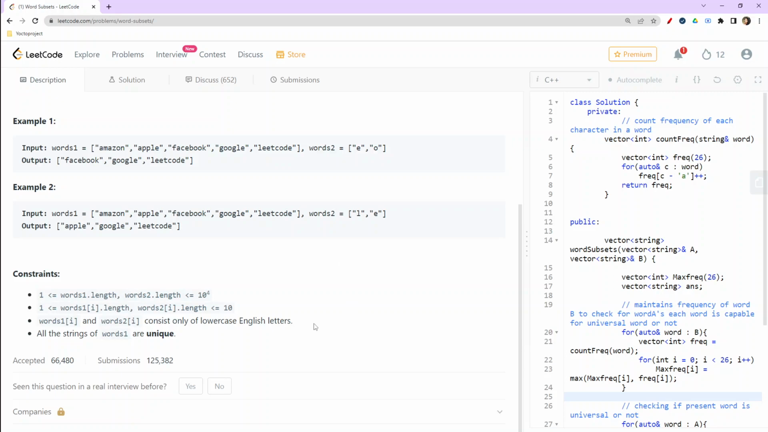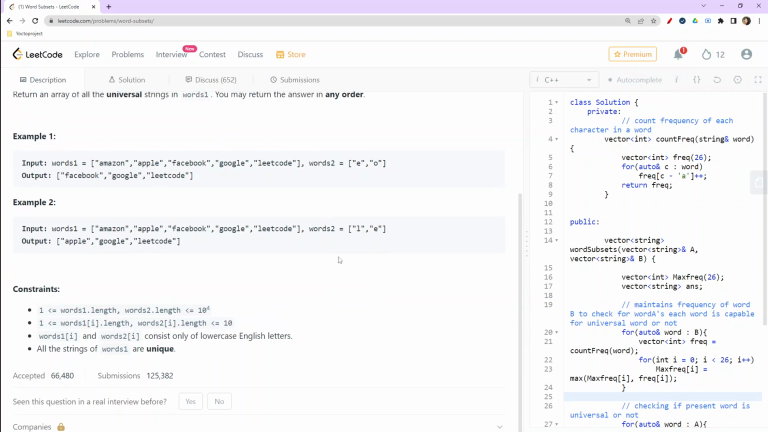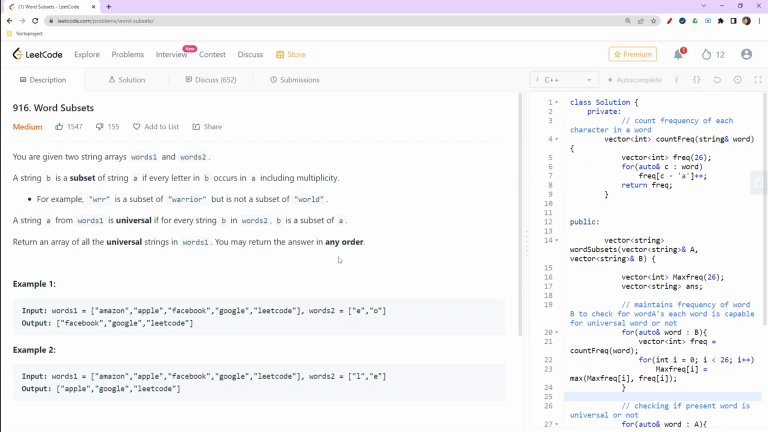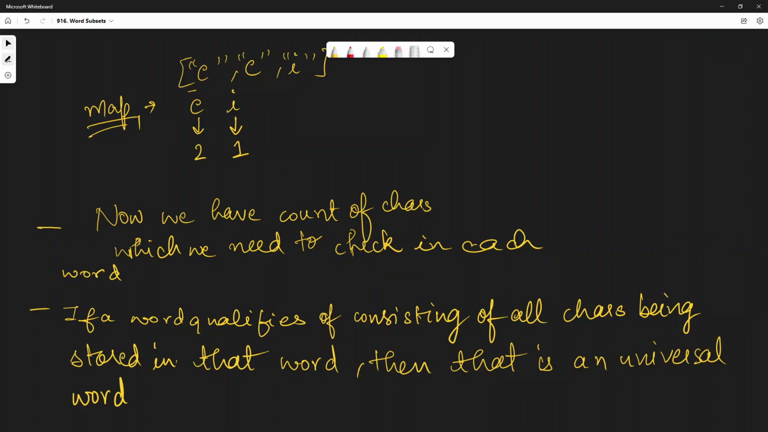One more thing is mentioned, that words 1 of i and words 2 of i consist of only lowercase English alphabets. So there is no comparison about uppercase also. That is also one of the constraints given to us, and that makes our question much easier. Now, before coding this question, let me show you how we can go ahead with the approach.